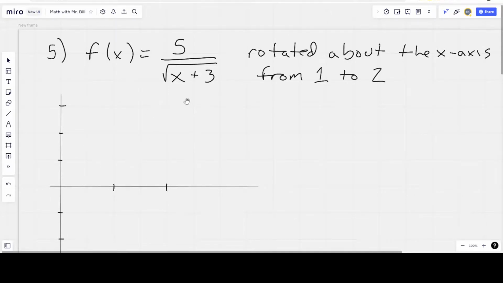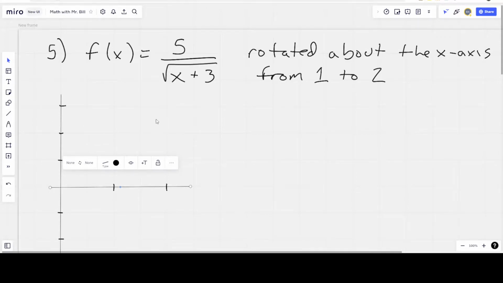With any volume by rotation problem, it's always a very good idea to look at a picture and get an idea of what we're going to be finding the volume of. This will also give us an opportunity to know which formula we're going to be using, whether it's the washer or disk method or the cylindrical shell method.